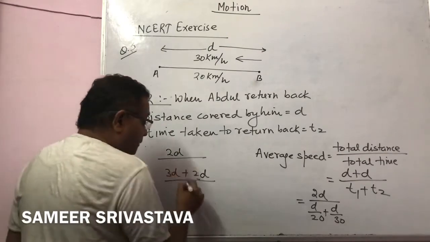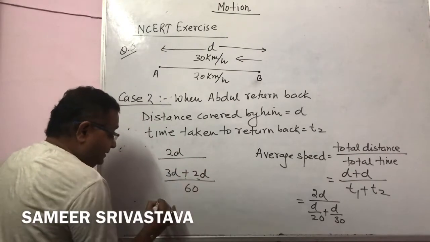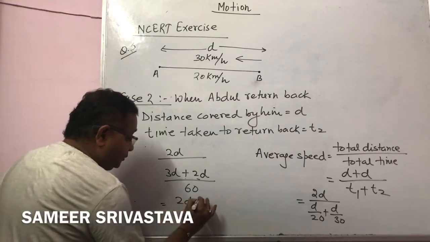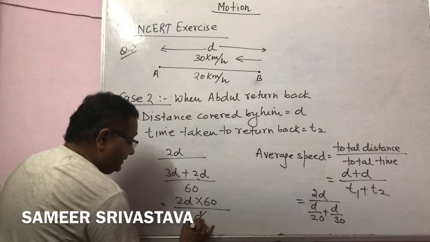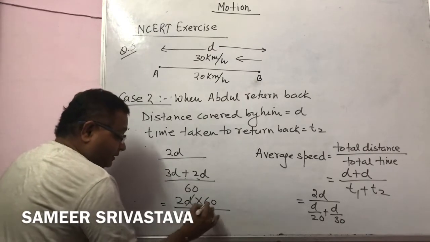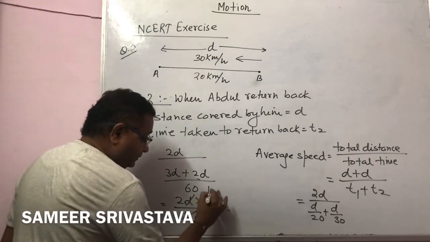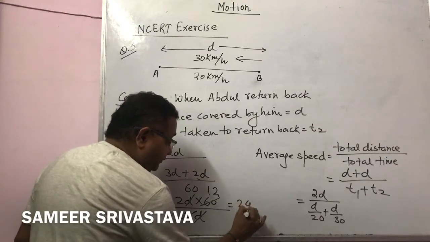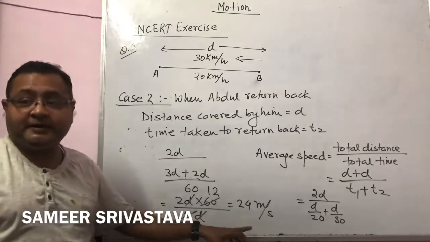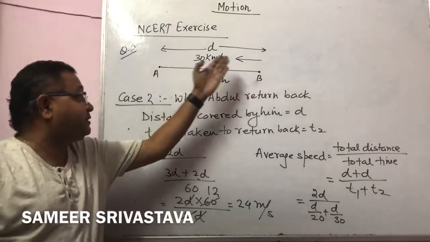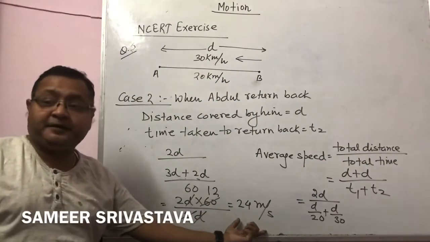Okay. Now what is the answer? Finally we can write 2D into 60 upon 5D. D is cancelled out. Now 24 meter per second. The total average speed to going to school and reach back to home is 24 meter per second.